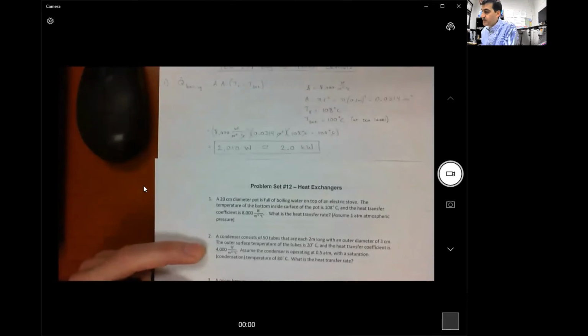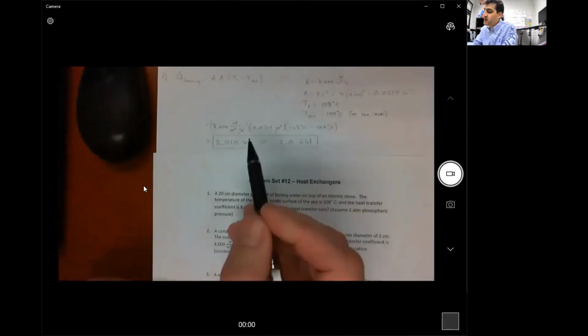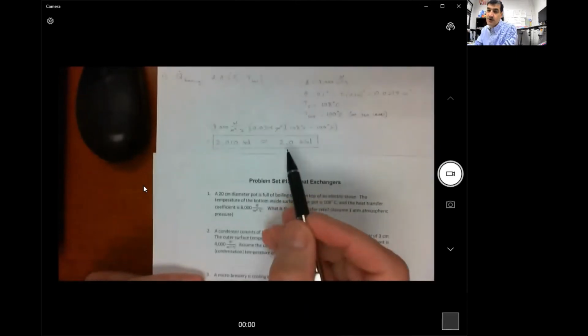And so that's always a good indication. If you're doing the problem and your answer comes out with the units that you expect, or reasonable units, then there's a pretty good chance that you did the problem correctly. So when you plug all that in, the answer that you get is about 2,010 watts, or about 2.0 kilowatts.